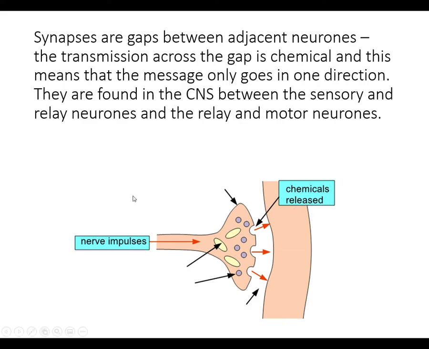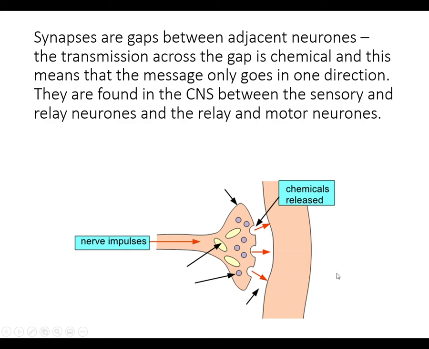They're exactly the same. And what happens is when the electrical impulse, the nervous impulse, arrives here, it causes little vesicles of neurotransmitter to be released, and they then diffuse across this gap and bind to receptors on the other side, and then they set off an electrical impulse on the other side.